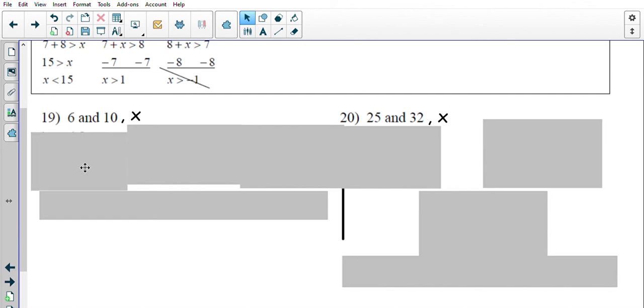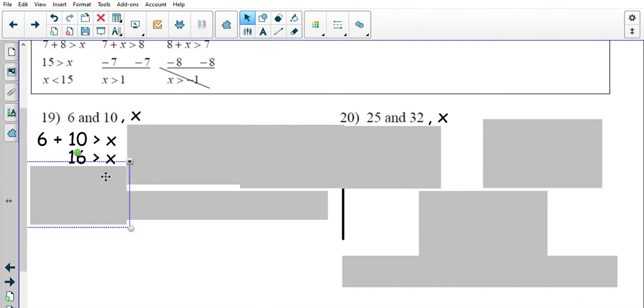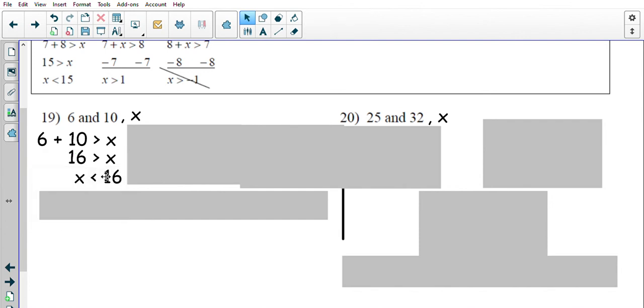So my first inequality was 6 plus 10 is greater than x. That gets me 16 is greater than x. I did rewrite it with a variable on the left just because I think it makes more sense. So I flip-flopped the x and the 16 and the inequality symbol. I know that my third side x has to be less than 16. So that gives me a little bit of a range. We obviously know x has to be greater than 0, but we also know now that it's less than 16.